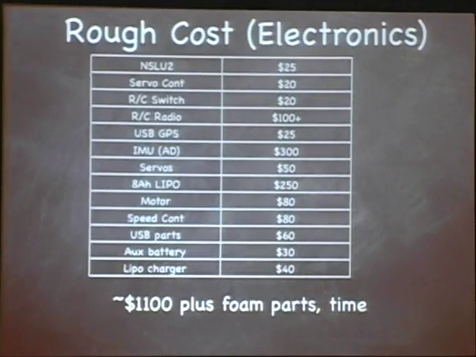The LiPo batteries, even though it's not a gas engine, if you short them out, they can get pretty violent pretty quick, just because there's so much power potential in them. A rough cost, the electronics, running down at about $1,100, not including all the foam for the plane. The most expensive parts are probably the battery pack and the IMU board, and you could probably change the battery out if you didn't need that long of a runtime. If you only need to fly for 10 or 20 minutes, you could use a much cheaper battery.